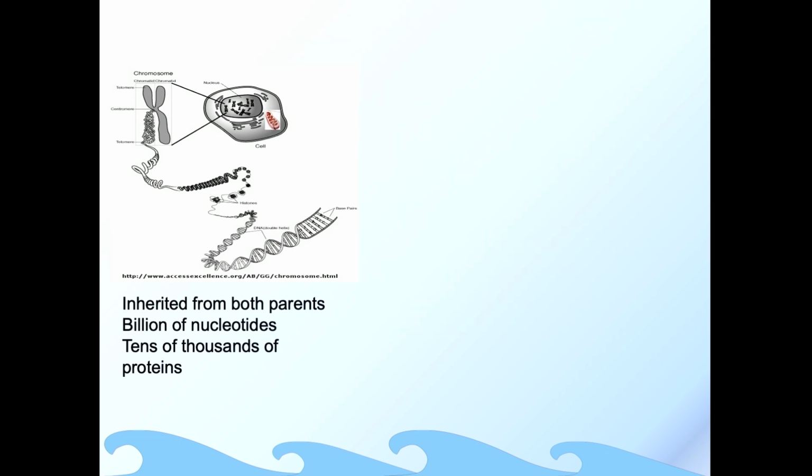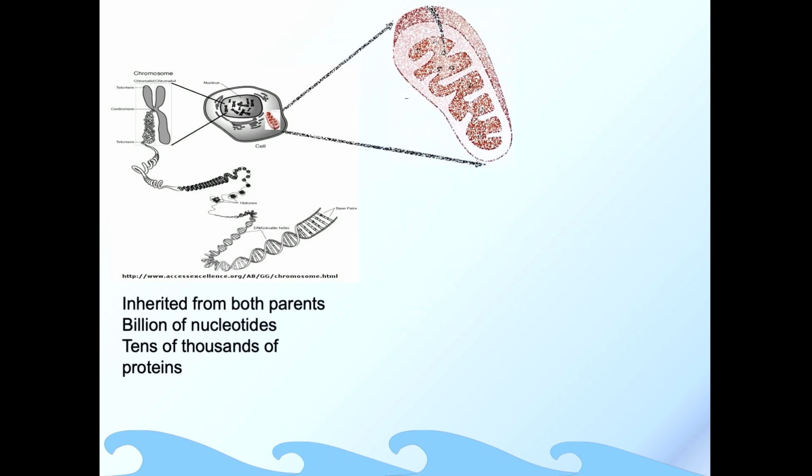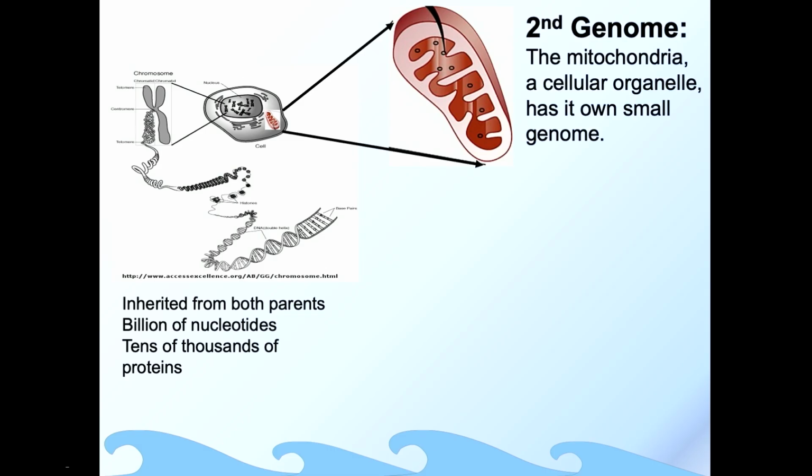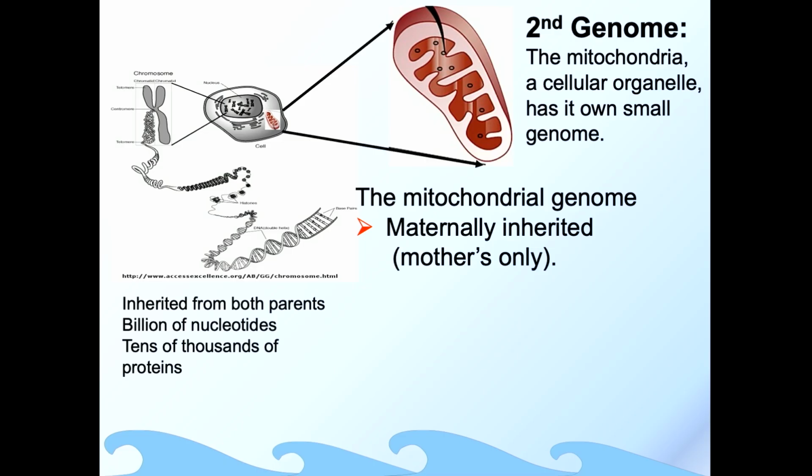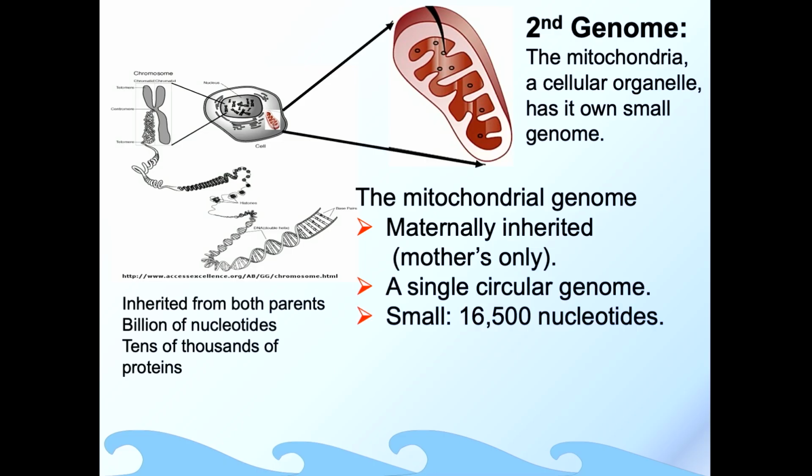Alternatively, there's the mitochondria. Almost every cell has mitochondria, and it has a second genome. It's a cellular organelle, like I said, in almost all cells. It's only inherited from your mother. It's a singular circular genome. It only has 16,000 base pairs versus billions of base pairs in the nuclear genome, and it only codes for 13 proteins.